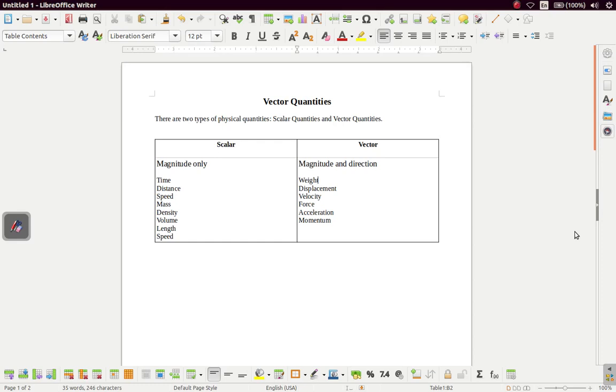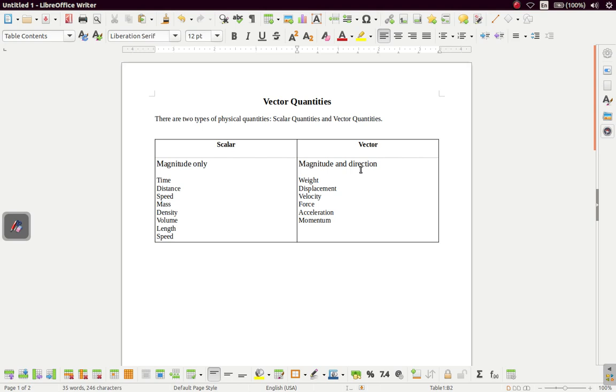What are vector quantities? Now, there are two types of physical quantities. There are the scalar quantities and the vector quantities. Now, let's look at the scalar quantities. These have magnitude only. And when you say magnitude, it means size. And when we look at vector quantities, they have both magnitude and direction. Alright, so that is the main difference between the scalar quantity and the vector quantity.